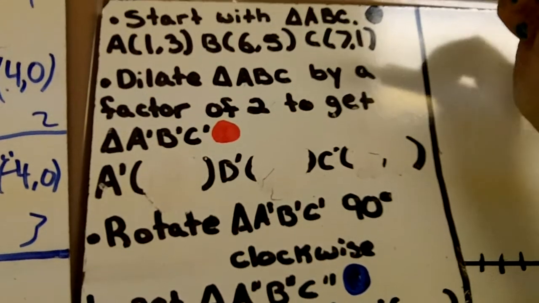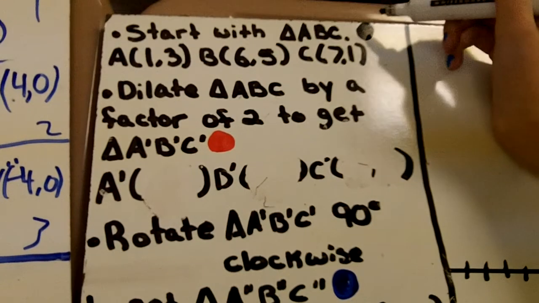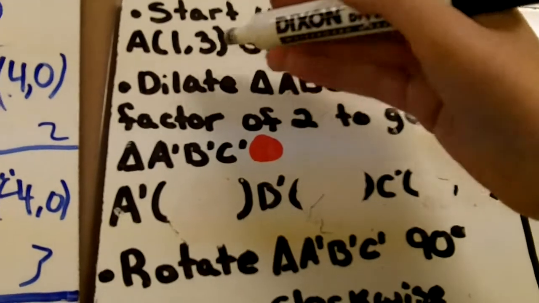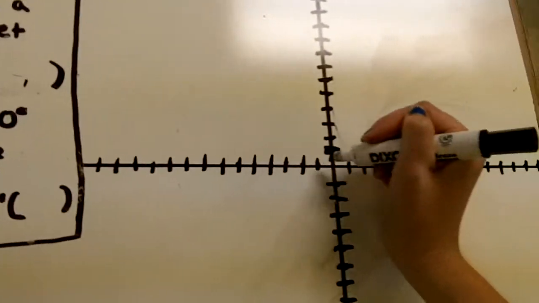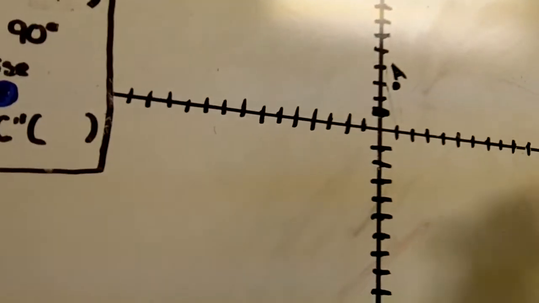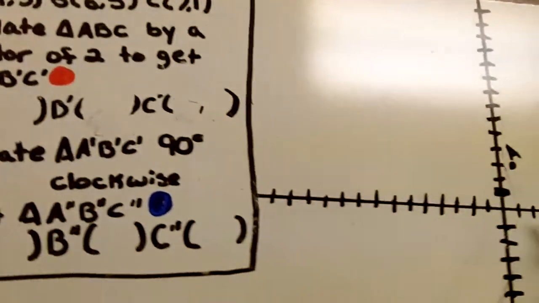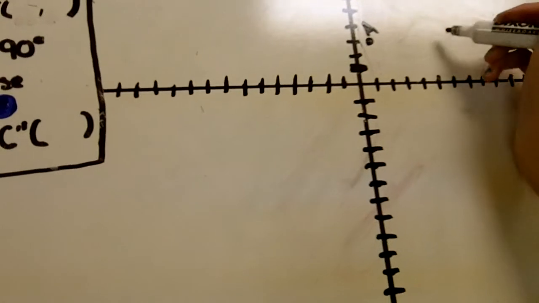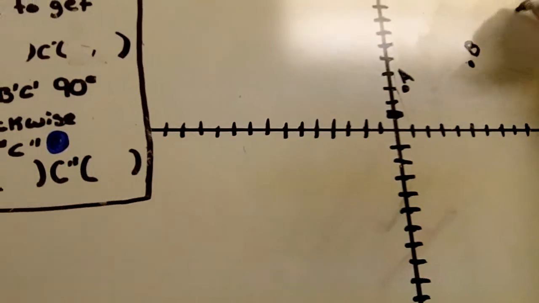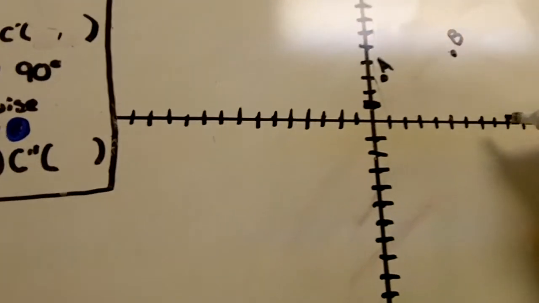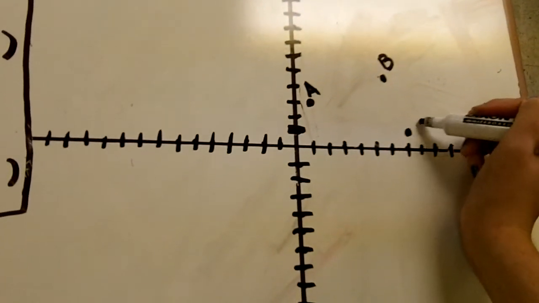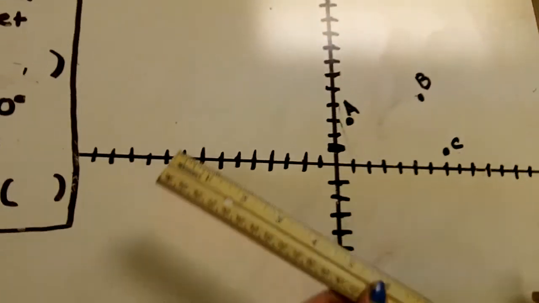First, we're going to start out with our pre-image, which is triangle ABC. And I've written the original points down, so A is going to be 1, 3. So we're going to go over 1, up 3, and there is A. B, we have 6, 5. And there's B. And then C, we have 7, 1. And there's C. Now we're just gonna go ahead and connect those points to get our triangle.